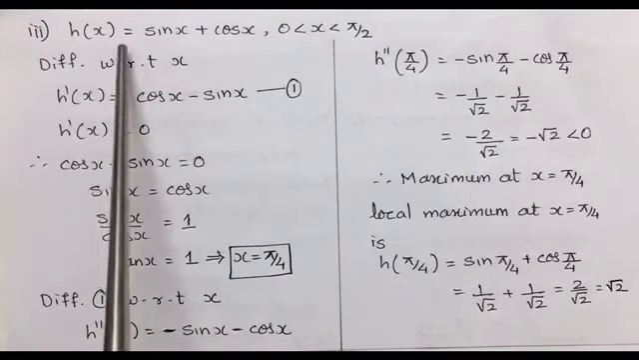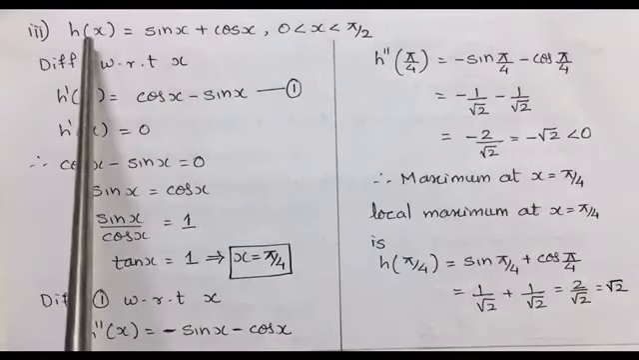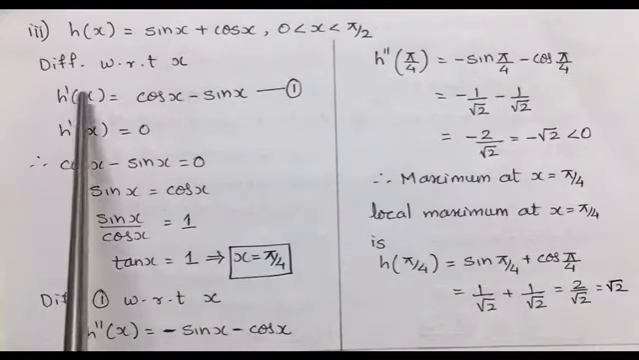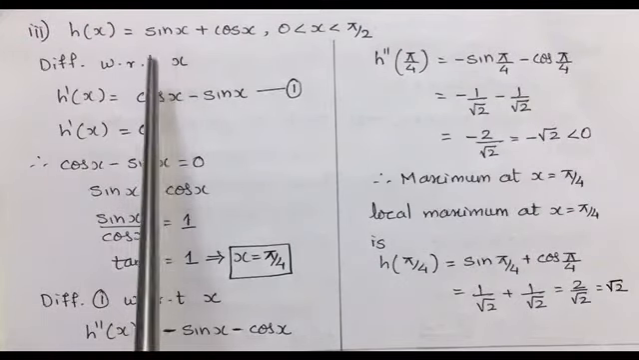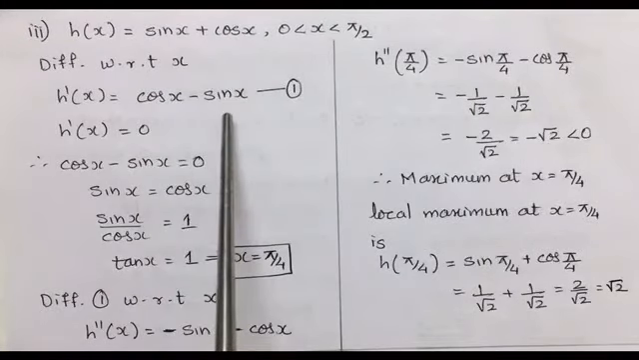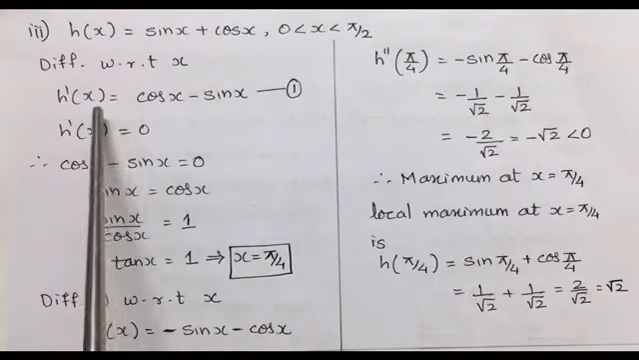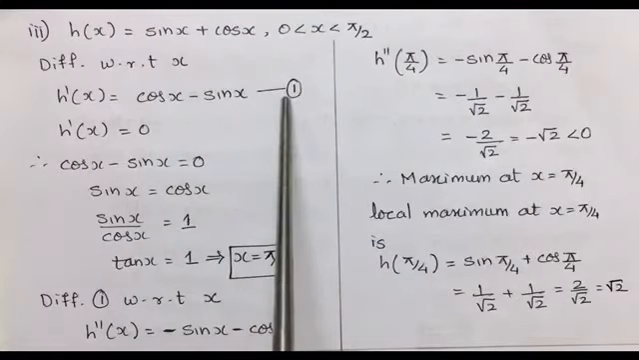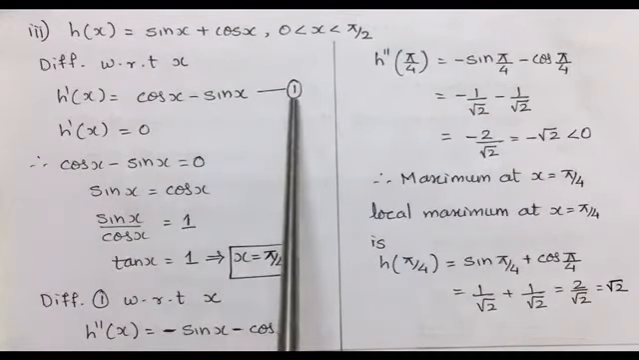Now again, to calculate here the local maximum and minimum, we have to differentiate h with respect to x. So h dash x, we get it as derivative of sine is cos x, derivative of cos x is minus sin x. So we get first derivative as cos x minus sin x. Mark this statement as 1. Always the first derivative will be taken as 1.